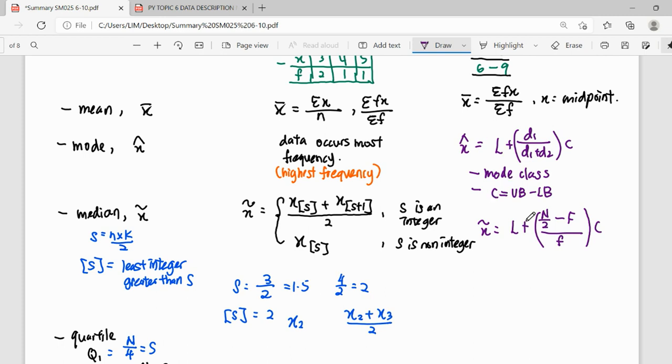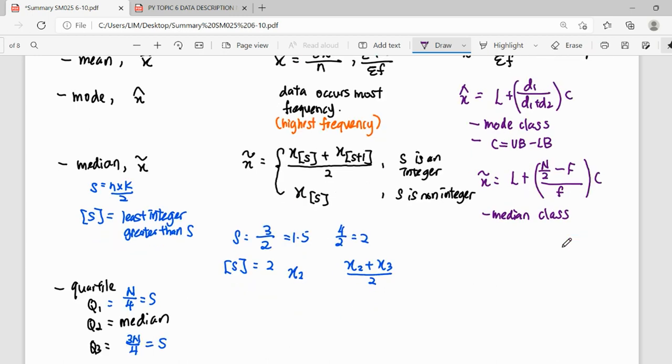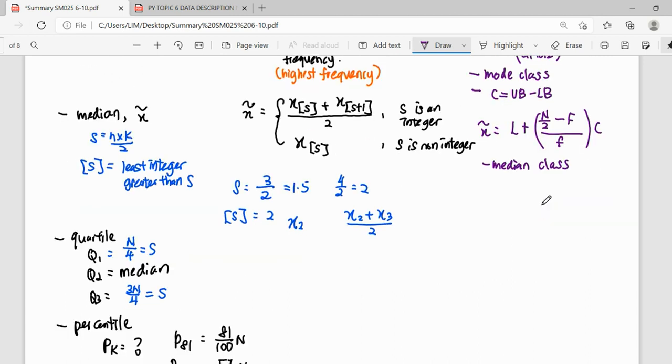So you need to find out your median class first. Okay. Find out your median class, where is your n over 2 located. Find out that class, find its cumulative frequency before, then its own frequency. So this is your SPM. I believe this one you saw before, you have done it before. And quartile also the same.